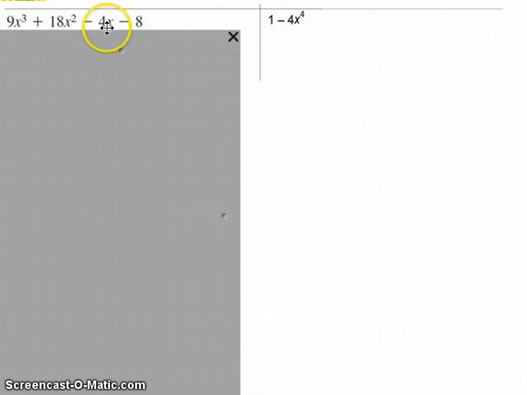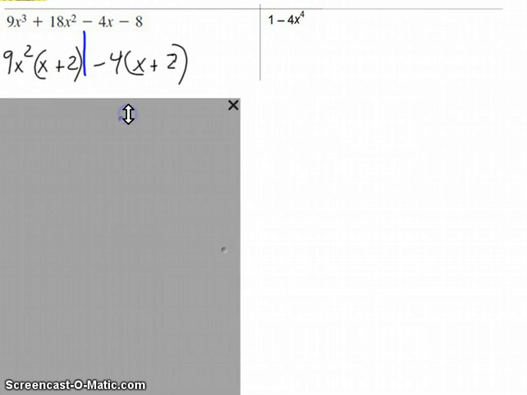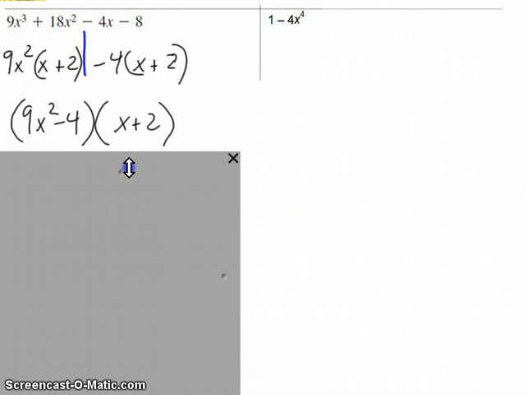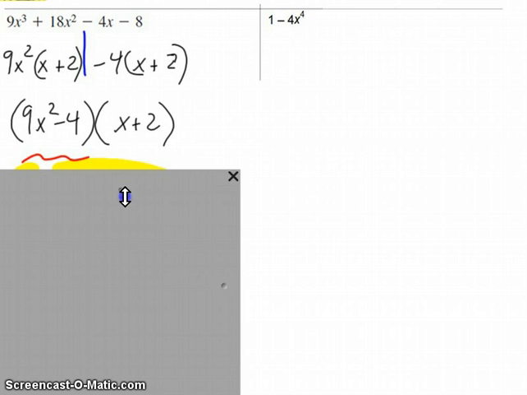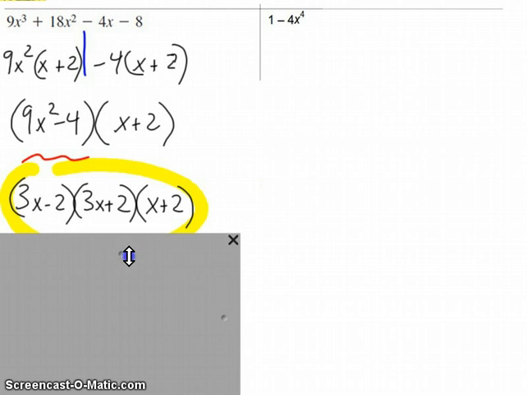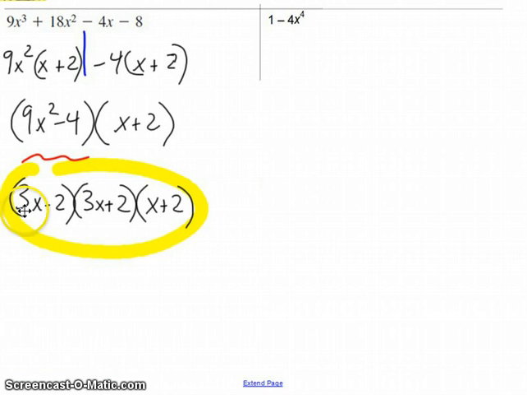Here I've got another set of four terms, and they don't have any common factor. So I split the left and the right. You should have that. Now I've got 9x squared minus 4 on the left. Well, wait a minute. That is a difference of perfect squares. So don't stop there. Keep going. Make it 3x minus 2, 3x plus 2 times x plus 2. That's your final answer. That's the fully factored form of the expression I was originally given.